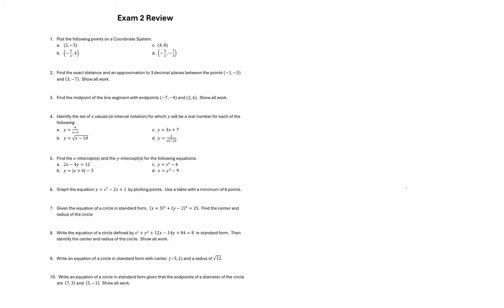Find the exact distance and approximate to 3 decimal places between the points (-1, -3) and (3, -7). So 3 minus -1, quantity squared, plus -7 minus -3, quantity squared, and take the square root of that.